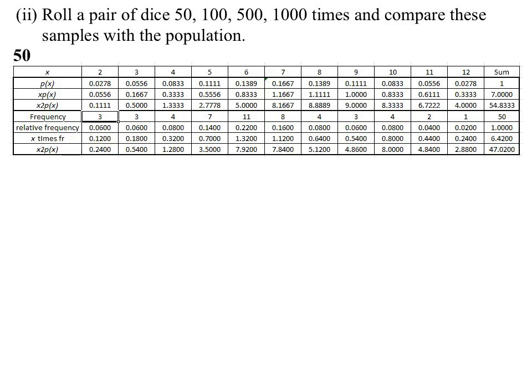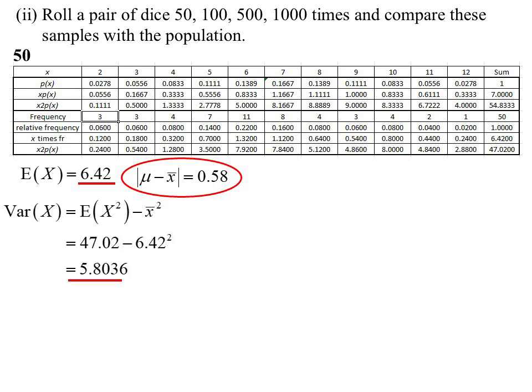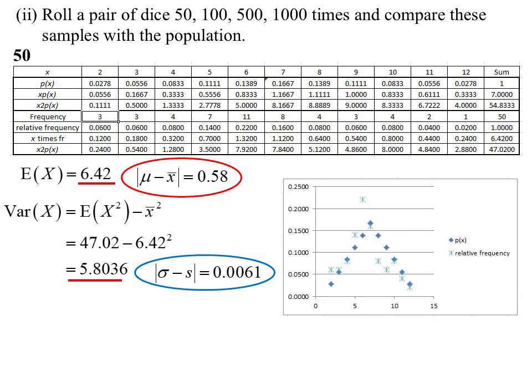And of course, I got a spreadsheet to do the work for me. Up the top, I've got the theoretical probability. Down the bottom, the experiment. So first of all, I've got the spreadsheet to roll it 50 times, and this is what it came up with. The expected value was 6.42. So it's out by 0.58 from the theoretical. The variance, 5.8036, which means the difference in the deviations ended up being 0.0061. I've layered on top of that graph of where the relative frequency is to see how close it fits the data.